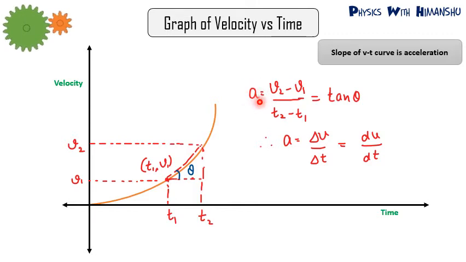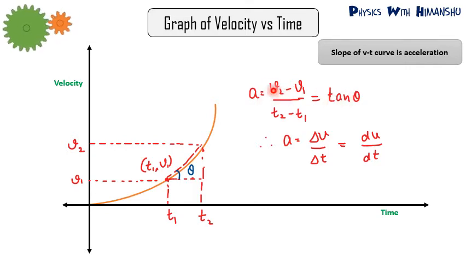So what is acceleration? Acceleration is change in velocity divided by change in time. So v2 minus v1 divided by t2 minus t1. So v2 minus v1 will be the perpendicular and t2 minus t1 will be base. So basically we can write acceleration to be equal to tan theta. So slope of VT curve is called acceleration. At any point of VT curve, if you want to find acceleration, then you can find the slope at that point.